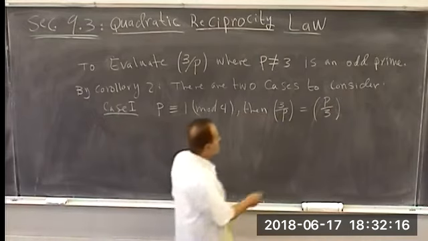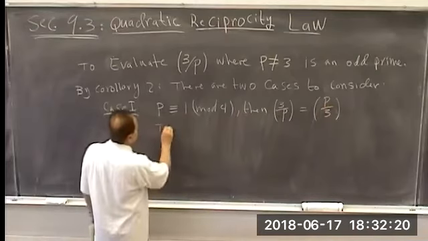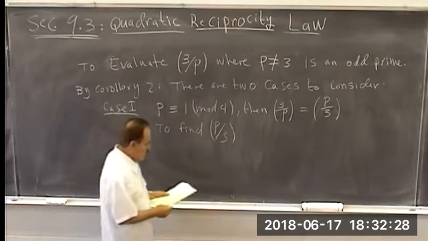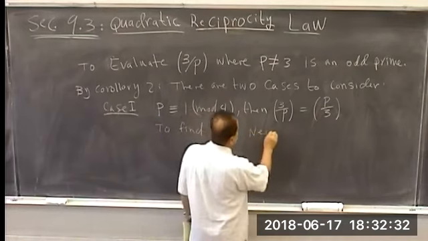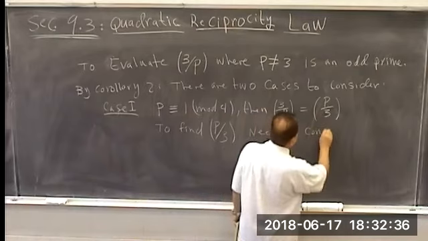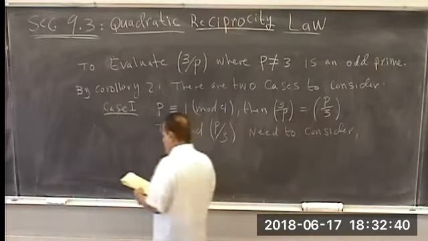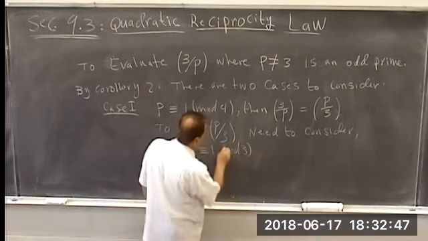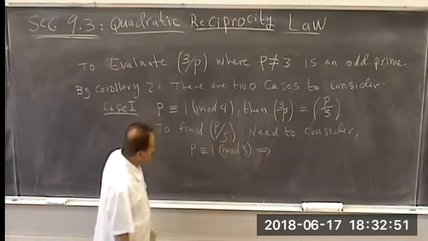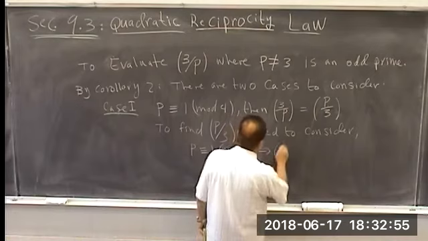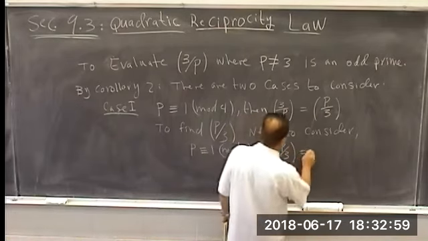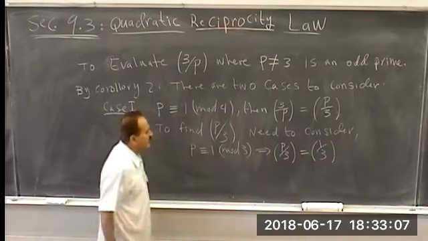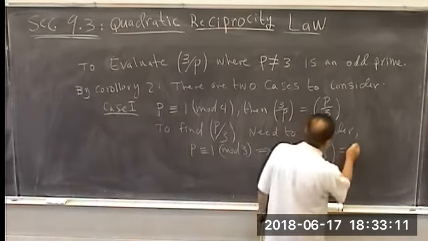Now, for this one, find (p/3). Again, you need to consider p congruent to 1 mod 3, and in this case we have (p/3) is the same as (1/3), because we are doing mod 3. And (1/3), of course, is equal to 1.